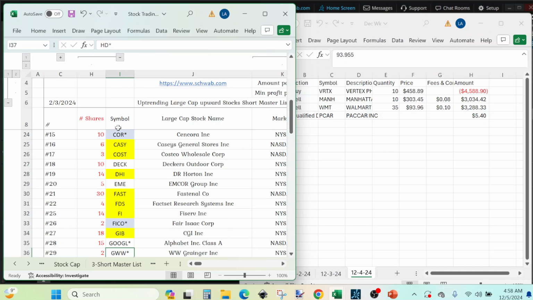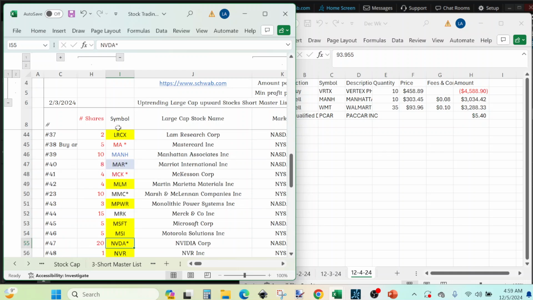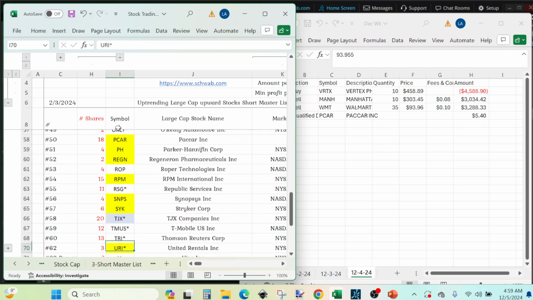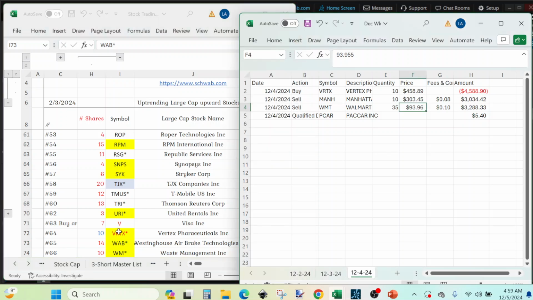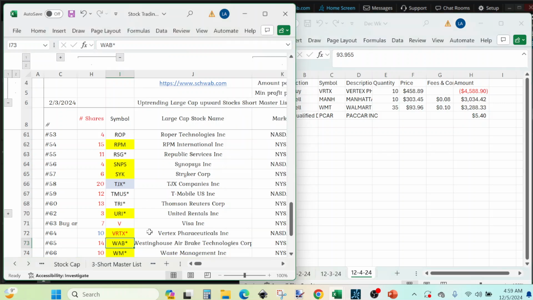So those red are the ones that we selected to purchase, but they pulled back yesterday, so we didn't buy them. So VRTX, we bought it. Well, that's great. And I think that is pretty much it.